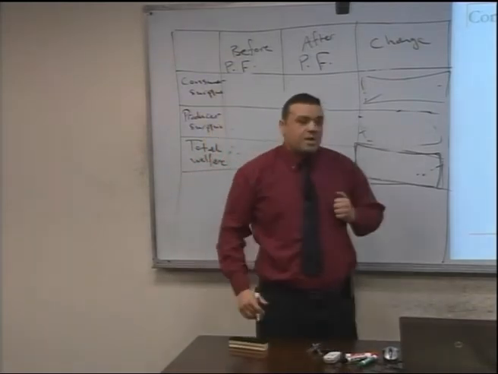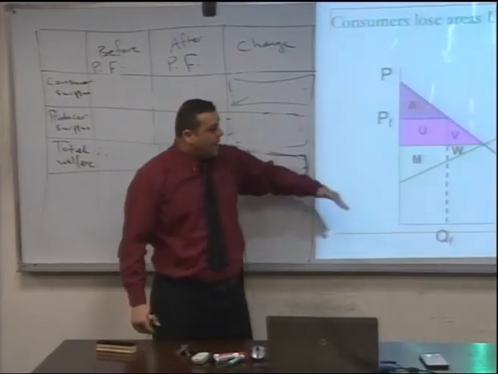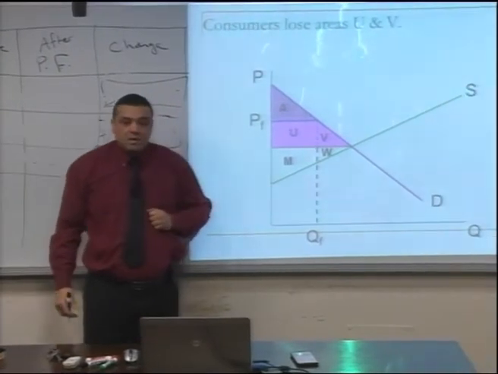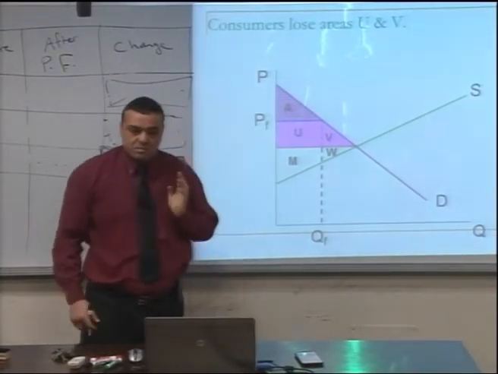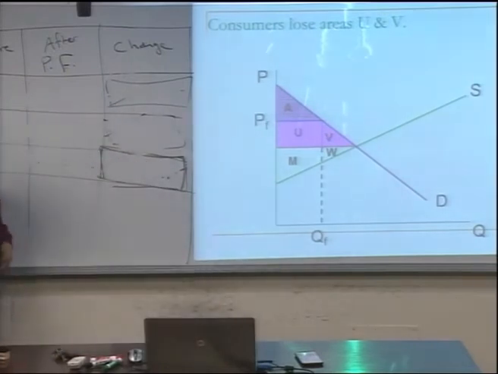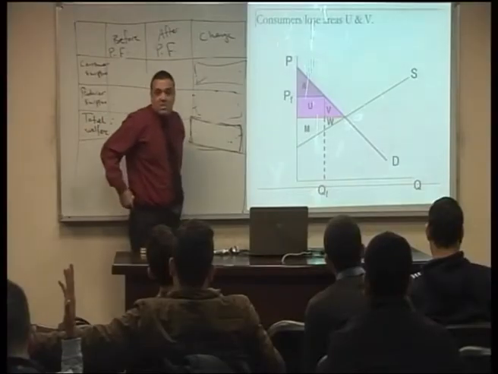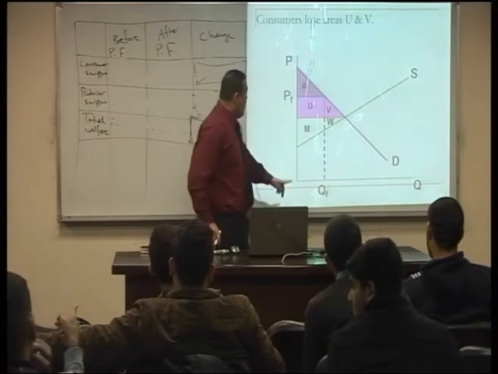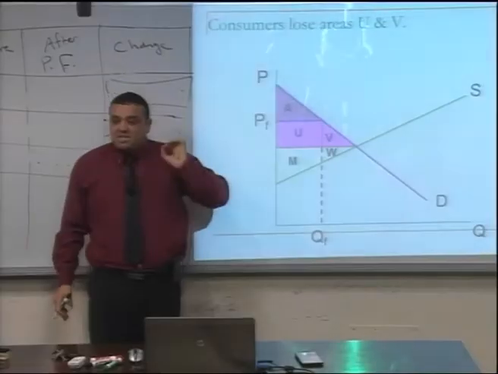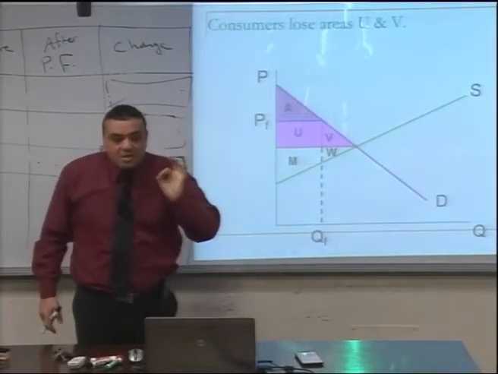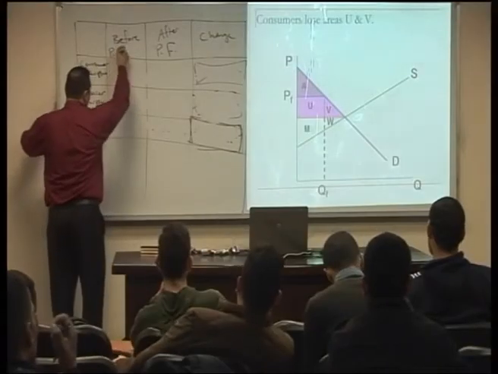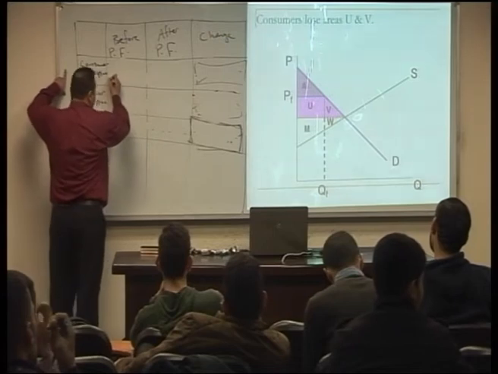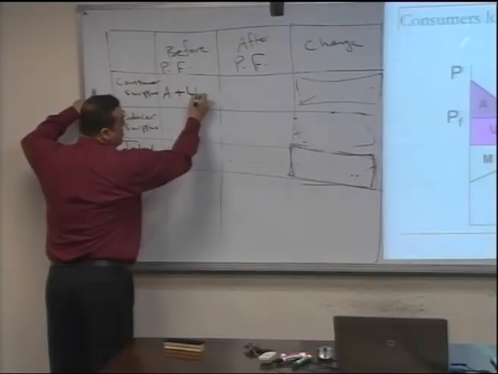Before imposing a price ceiling, at equilibrium here, how much is the consumer surplus? Who can tell us? Yes? A, U, and V. This is the original consumer surplus. So before, the consumer surplus was A plus U plus V.